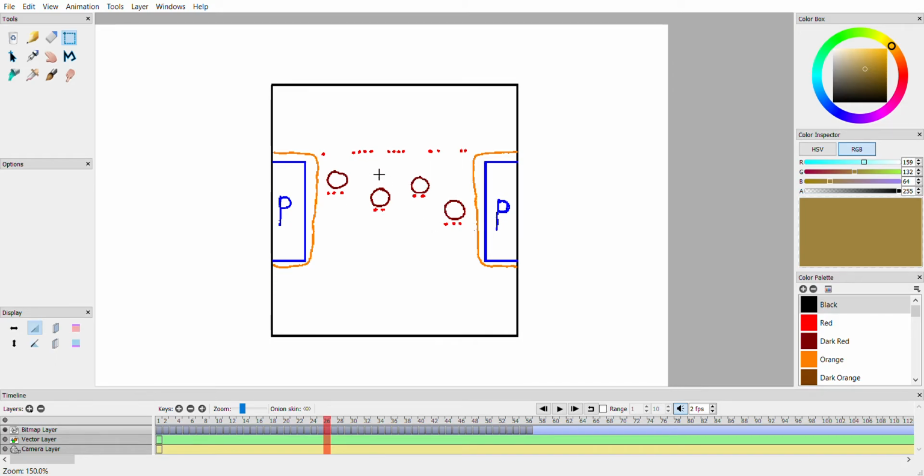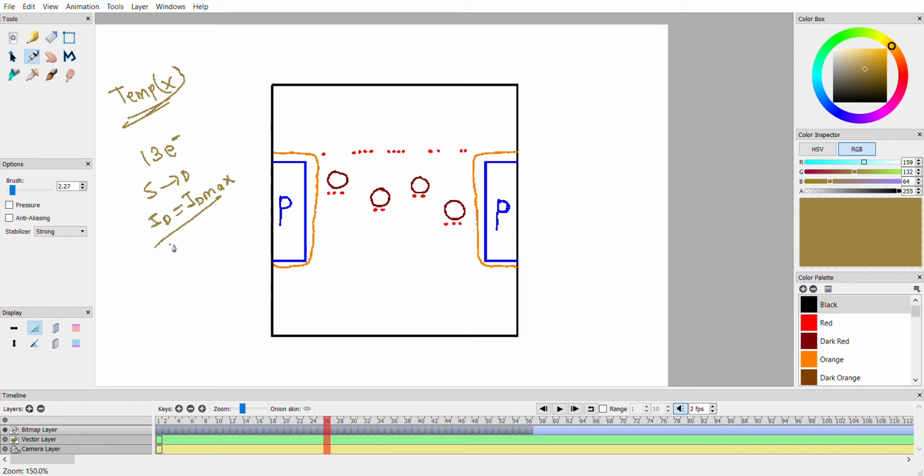In a normal condition, that means there wasn't any effect of temperature in this case, the majority of electrons, let's say 13 electrons, were able to pass from source to drain. That means we can consider ID, the output current or drain current, as ID max in this condition.